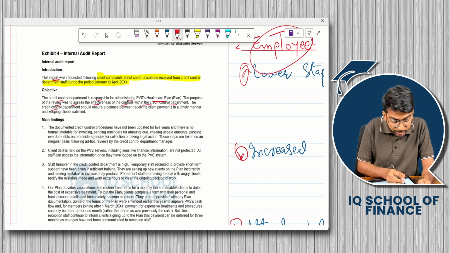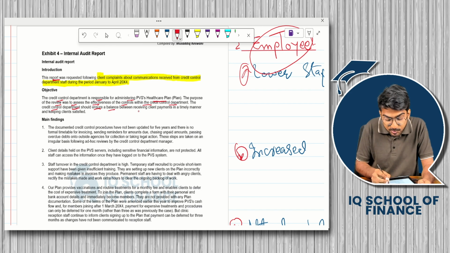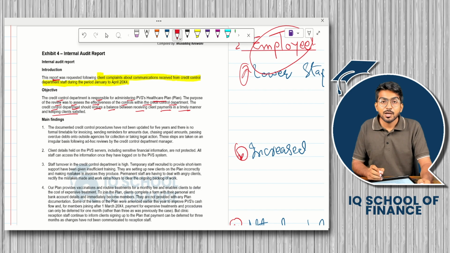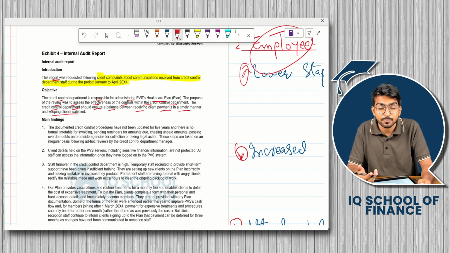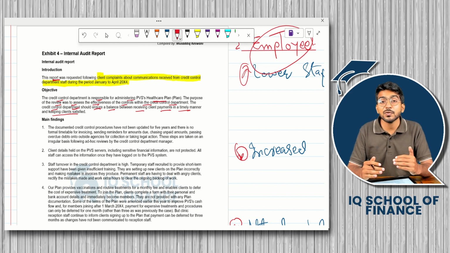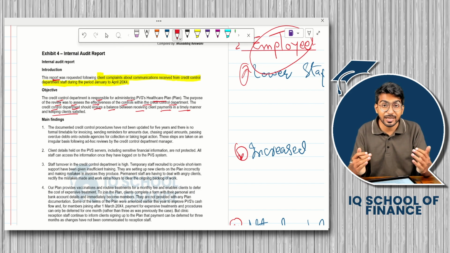The credit control department should ensure a balance between receiving client payment in a timely manner and keeping clients satisfied. So the credit control department has a duty not to be so aggressive in recovering the amount that they dissatisfy the client, and not to be so lenient with the client that they do not recover the money of the company. So they have to somehow maintain a balance between recovering the money from the client and satisfying the client as well.